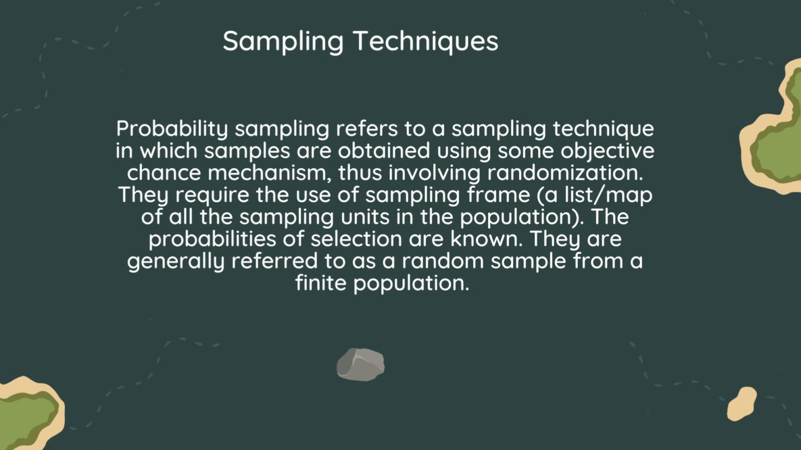Next is what we call the sampling techniques. Now, class, there are two types of sampling techniques. Number one is probability sampling, and the other one is non-probability sampling. When we say probability sampling, it refers to a sampling technique in which samples are obtained using some objective chance mechanism, thus involving randomization, and they require the use of a sampling frame or a list or map of all the sampling units in the population. The probabilities of selection are known, and they are generally referred to as a random sample from a finite population.